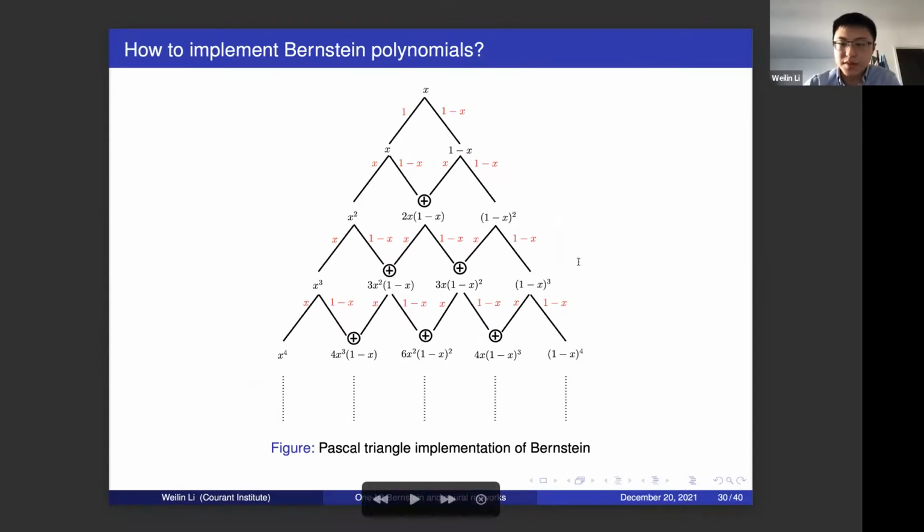We just follow this triangle. I mean, the analysis is a bit tedious because in the ReLU case, we'll make some error every time we do a multiplication. But as long as we do the analysis carefully, it all works out.